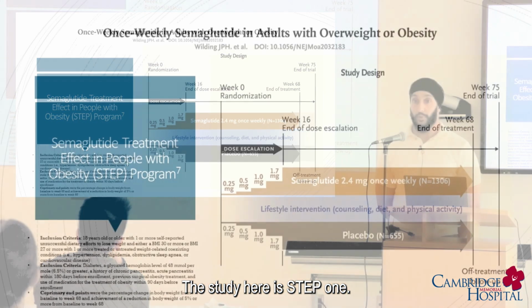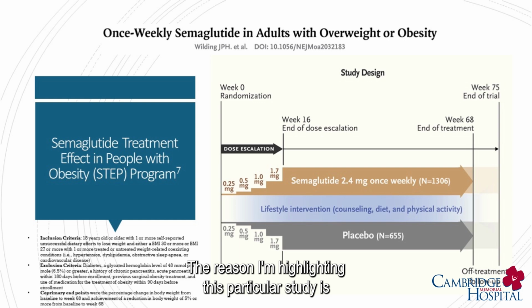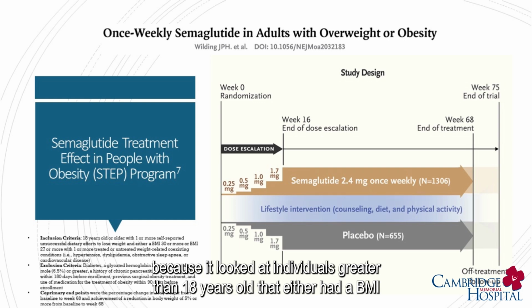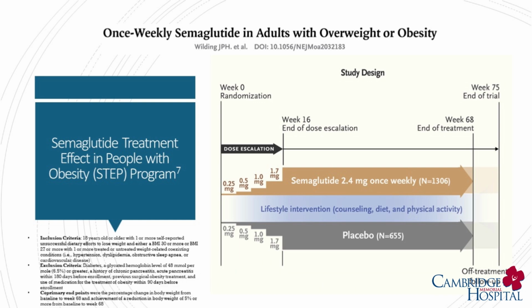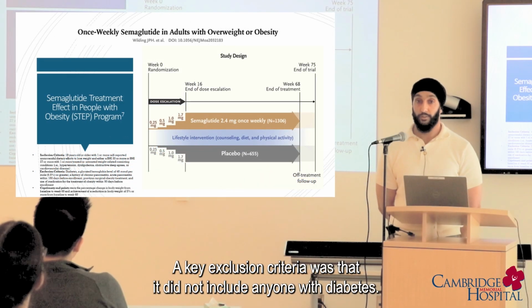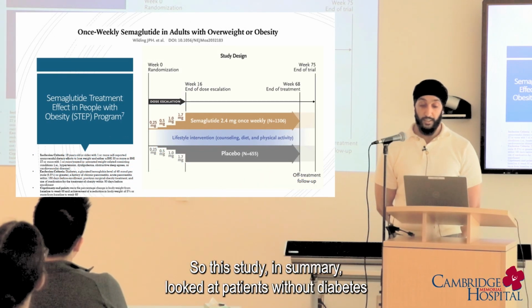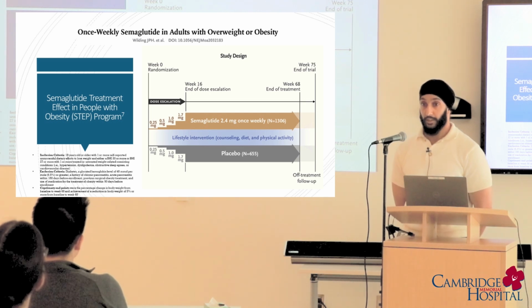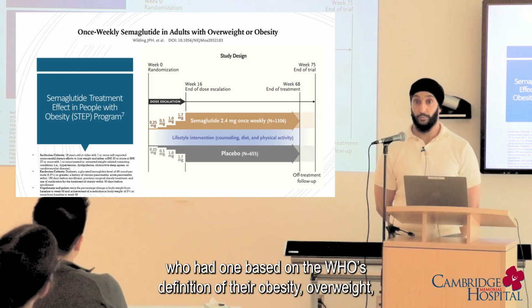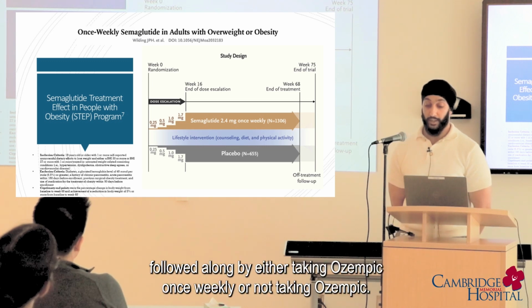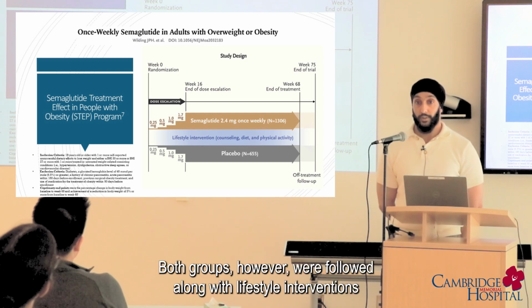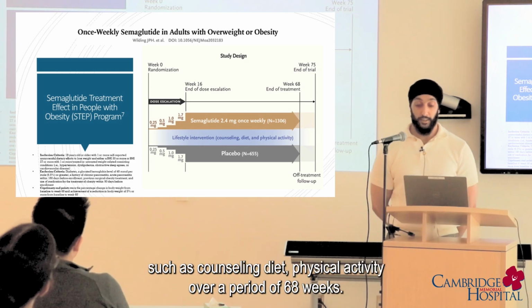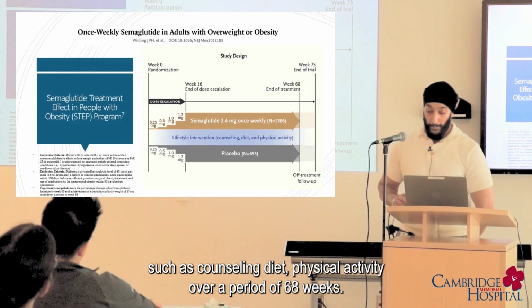The study here is STEP 1. The reason I'm highlighting this particular study is because it looked at individuals older than 18 years who either had a BMI of 30 or more, or a BMI of 27 or more with one comorbidity such as high blood pressure. A key exclusion criterion was that it did not include anyone with diabetes. So this study, in summary, looked at patients without diabetes who had, based on WHO's definition, either obesity or overweight, followed along by either taking Ozempic once weekly or not taking Ozempic. Both groups, however, were followed along with lifestyle interventions such as counseling, diet, and physical activity over a period of 68 weeks.